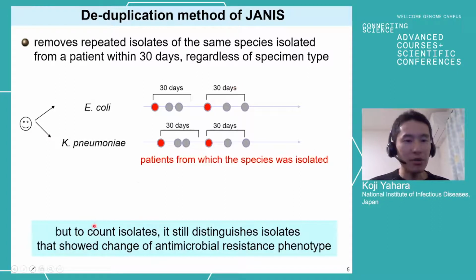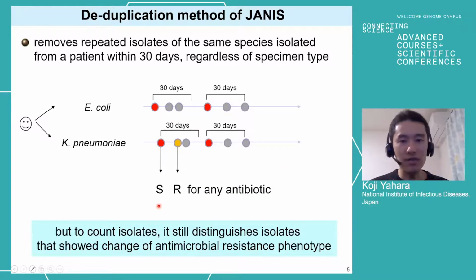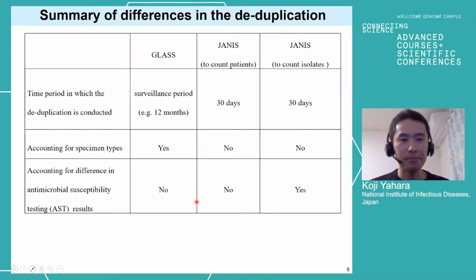But in order to count isolates, it still distinguishes isolates that showed a change of antimicrobial resistance phenotype, for example, from susceptible to resistant for any antibiotic, as different isolates that are counted up. Therefore, the de-duplication method from JANIS is conceptually different from that of GLASS.